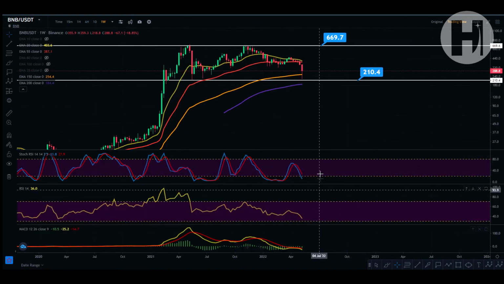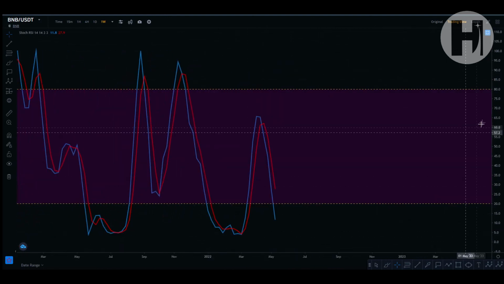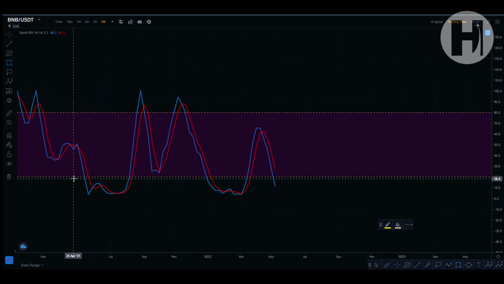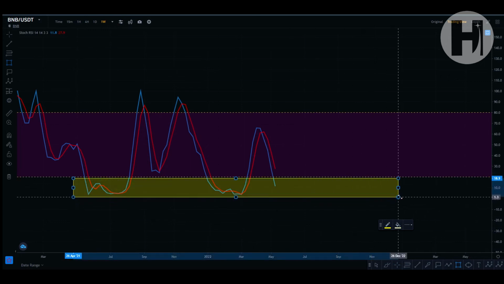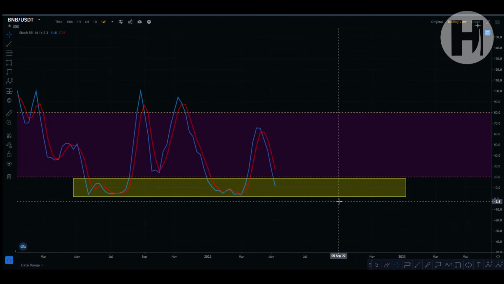Now, jumping into the weekly stochastic RSI, let's just see what's going on over here. We are entering the oversold. So I would just wait a little. If you want to dollar cost average in right now, I would wait potentially, or maybe just put 25% now and see what happens. Because I do think we're going to go lower in this market.